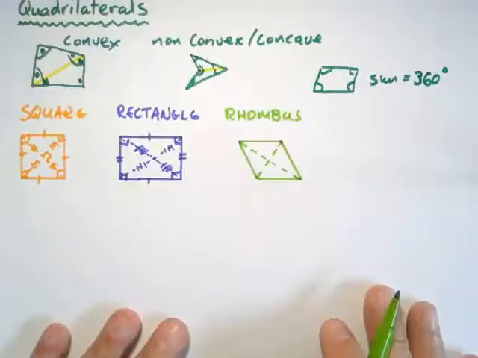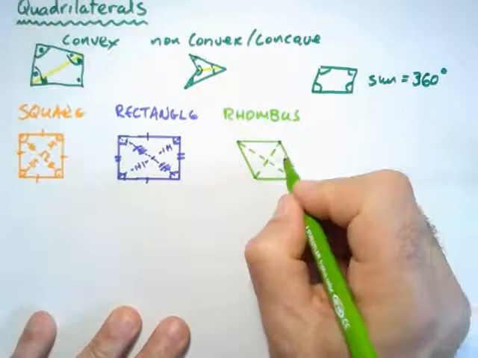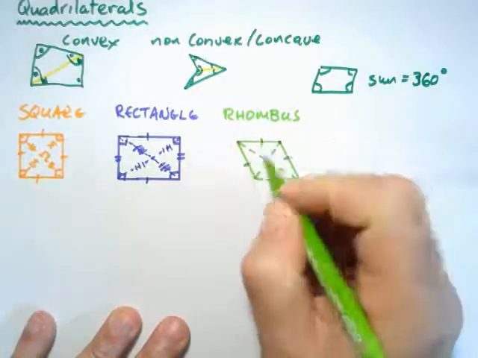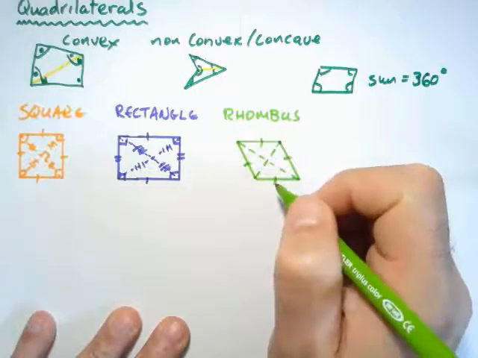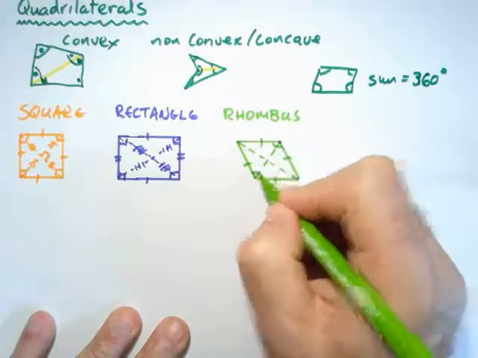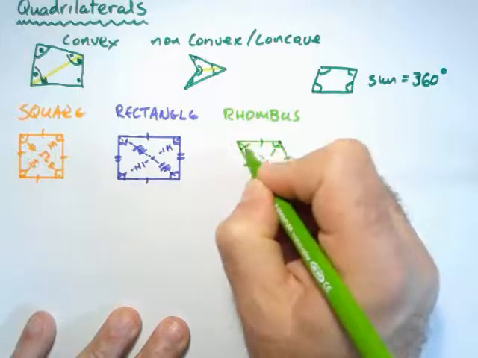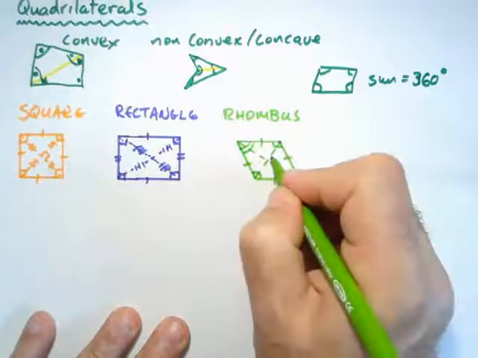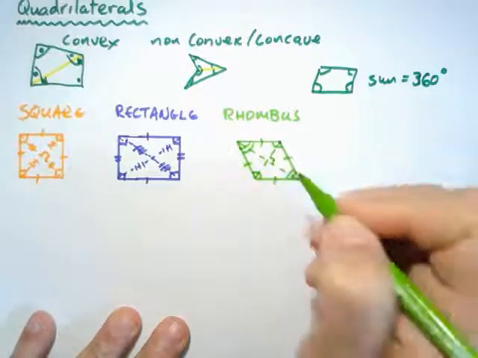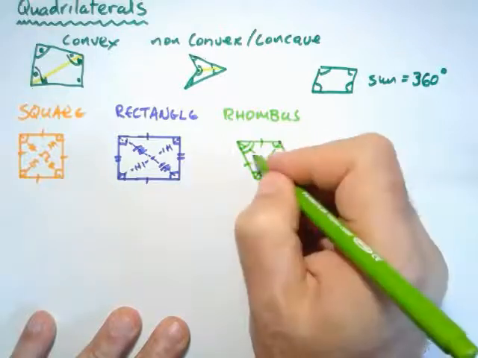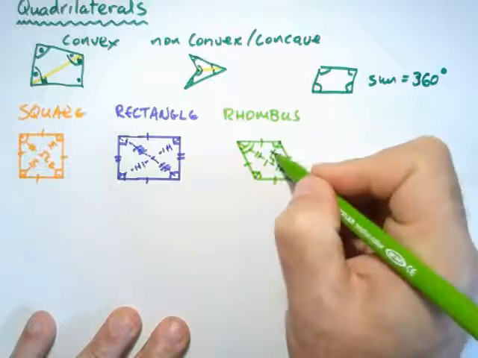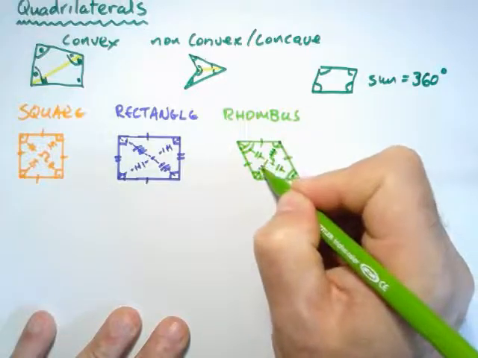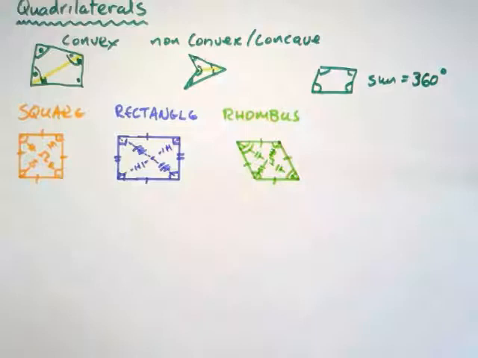Next is a rhombus. Rhombus, all sides are the same. You can see the angles are not 90 degrees, but this angle is the same as that angle. This angle is the same as that angle. We can see that the diagonals are intersecting at 90 degrees. This is the same as that, and the diagonals bisect each other.